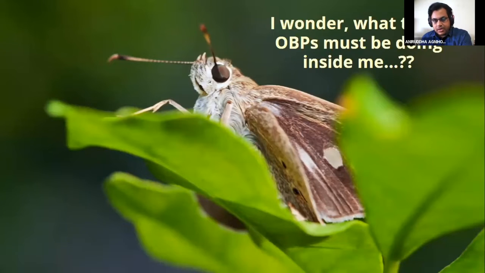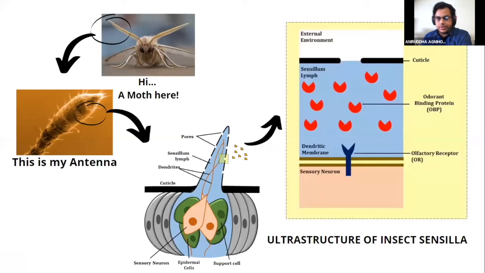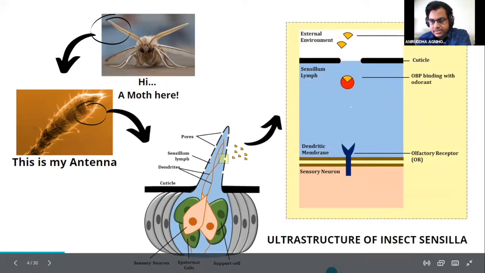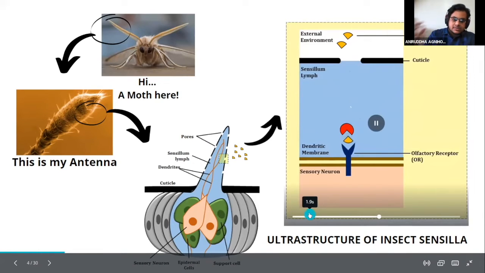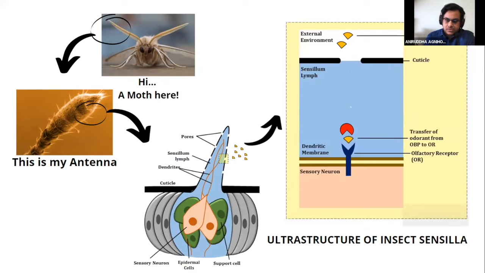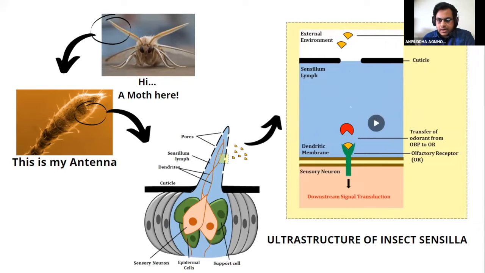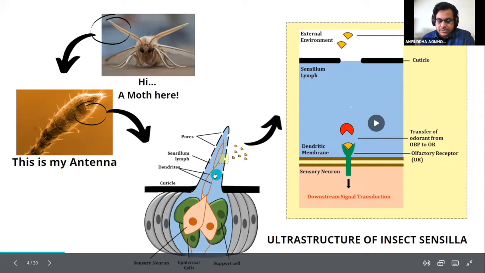So basically, the question is, what do odorant binding proteins do? Odorant binding proteins are present in different chemosensory organs of the insects. Right now, let's consider an antenna. An antenna has different types of sensillas on top of them. These sensillas are nothing but projections, and these projections have neurons within them. These sensory neurons are, of course, surrounded by sensory lymph, which is a hydrophilic media around them. So these proteins are present in this sensory lymph.